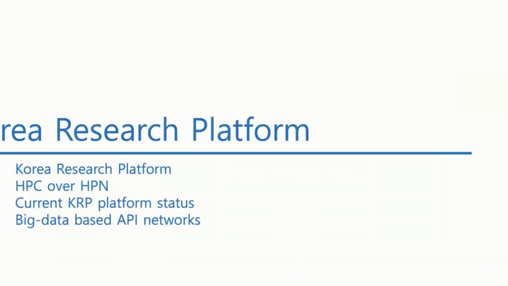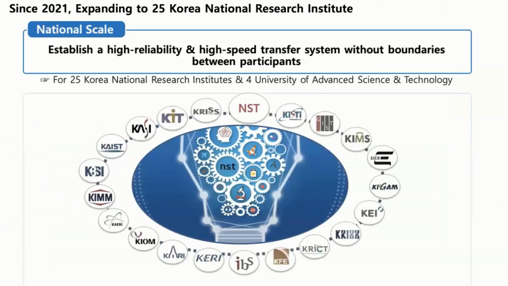And from now on, I want to explain about this Korea Research Platform. This picture shows the final aim of the KRP, Korea Research Platform. In the middle box is establishing a high reliability and high speed transfer system without boundaries between participating institutes. In the middle of the circle are, as I mentioned before, the 25 government-funded research institutes.